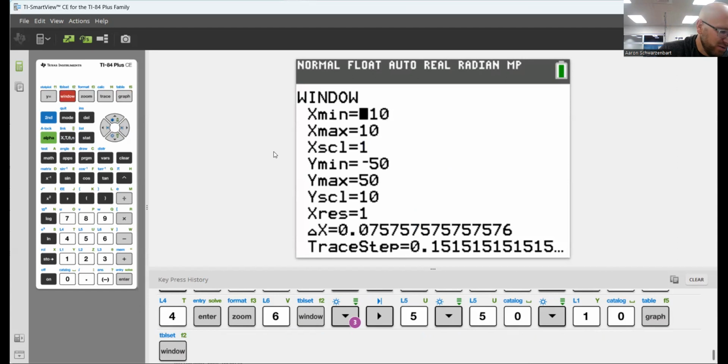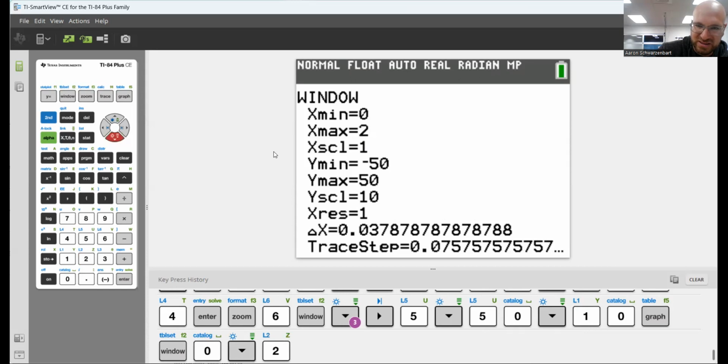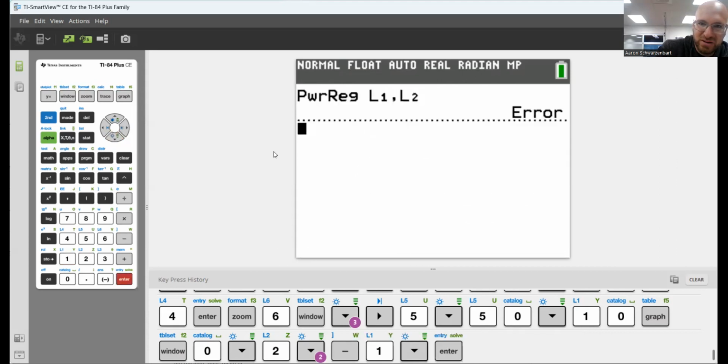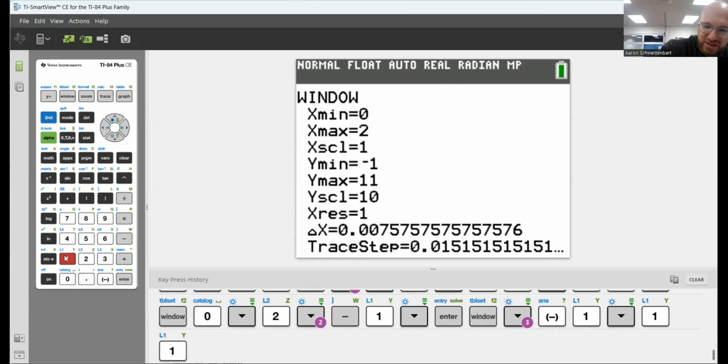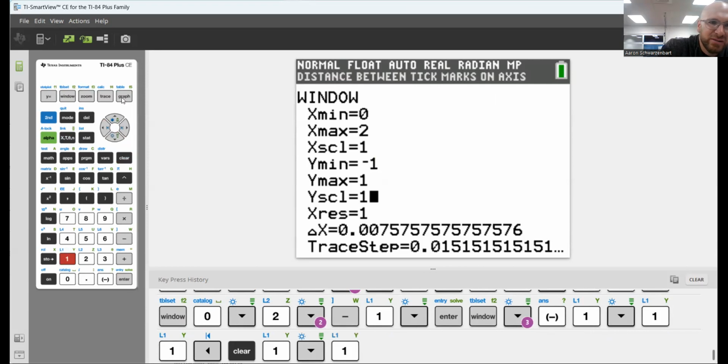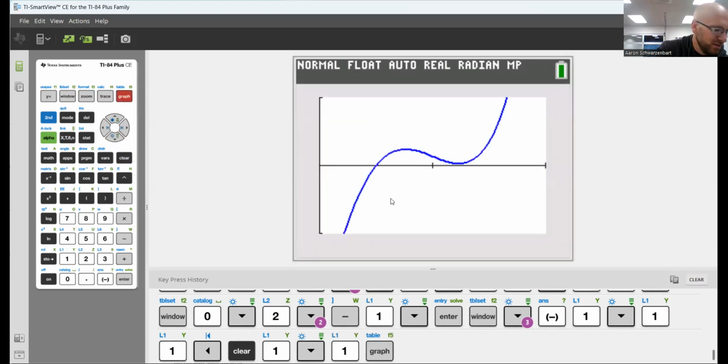How am I going to do that? Well, it's around 1, so I'm going to go from 0 to 2. I think that'll capture it on the axis. And I'm going to go from way in on the y's, -1. Oh, I forgot I can't use the minus button for negative. To 1, not 11. 11's too big. Scale can be 1, I don't really care. This is supposed to cross. I must have a little typo.